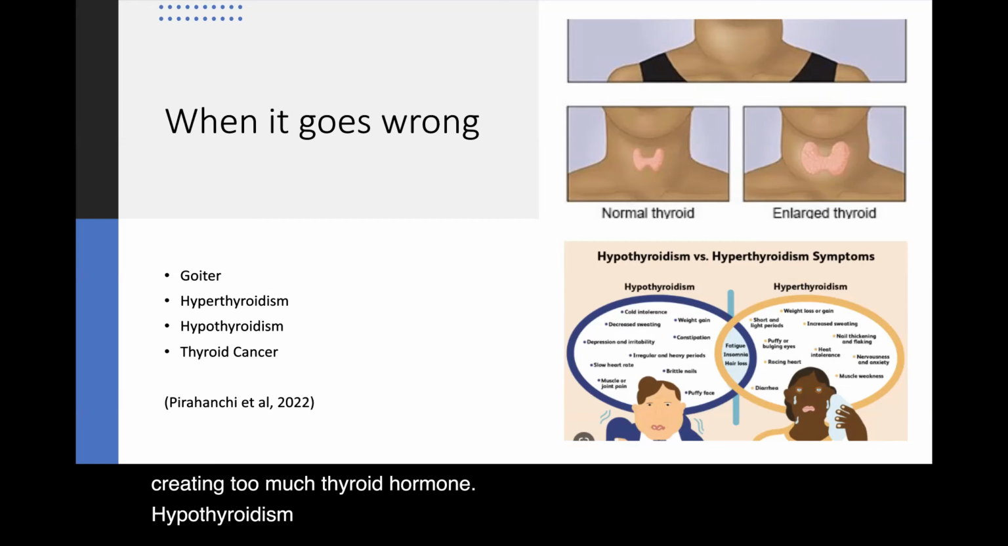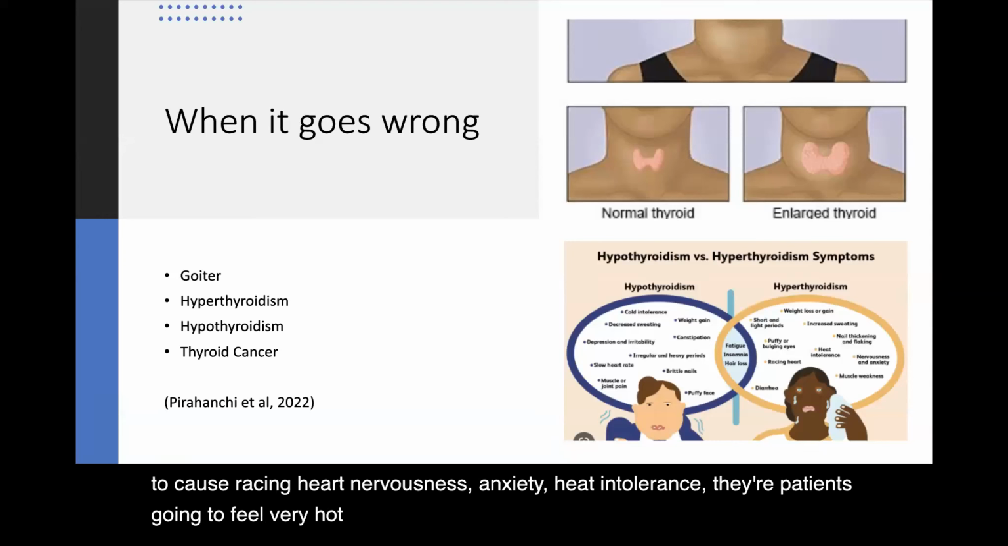Hypothyroidism. So this is going to be an underacting thyroid. And I do have examples of symptoms that would come with both of those. So again, the thyroid regulates metabolic rate within the body. A high metabolism is going to cause racing heart, nervousness, anxiety, heat intolerance. The patient's going to feel very hot, increased sweating, and muscle weakness.